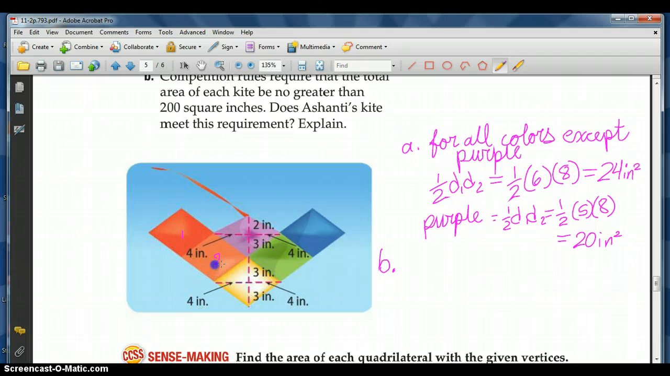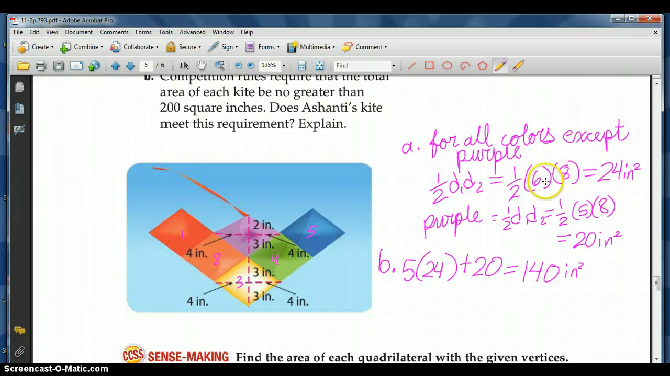So we have 1, 2, 3, 4, 5 pieces of the kite, each with an area of 24 square inches. So 5 times 24 will give me the total area of those 5 pieces, plus a piece of the kite, the purple part, is 20 square inches. So then we need to add 20 to that. And if we do so, we get 140 square inches.